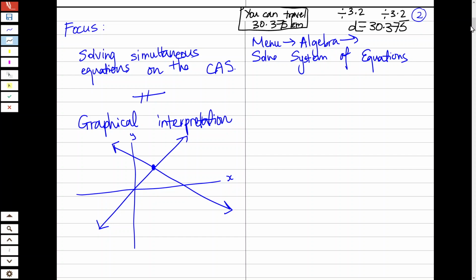Okay, year 11s, you now can put in a new title in your book. The title is Solving Simultaneous Equations.